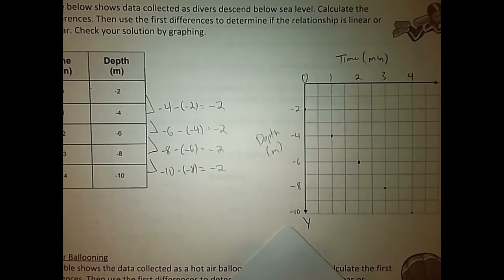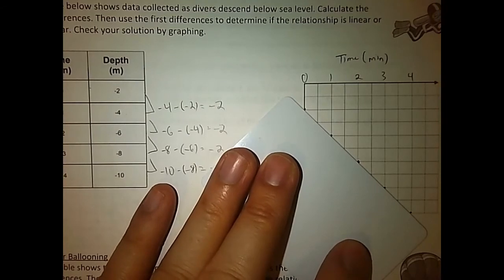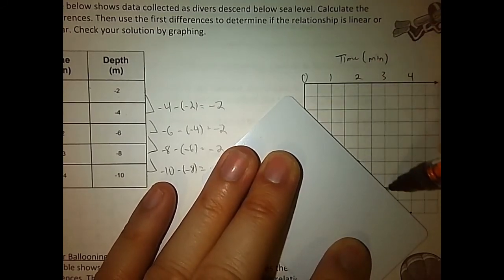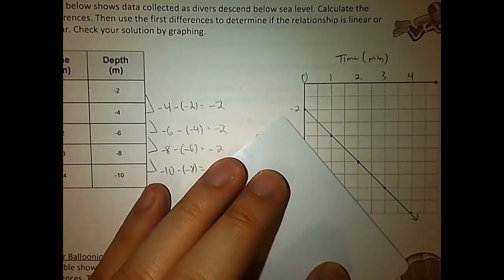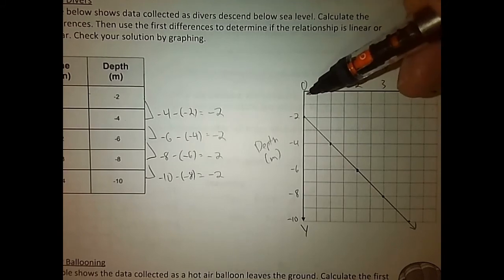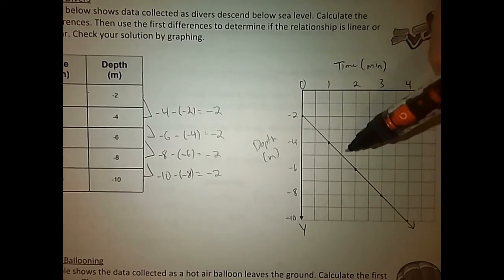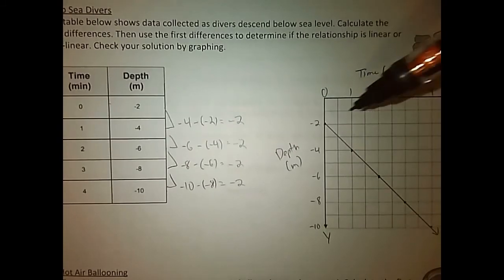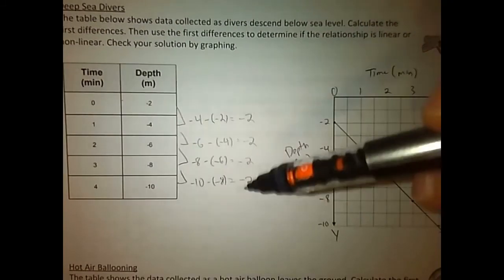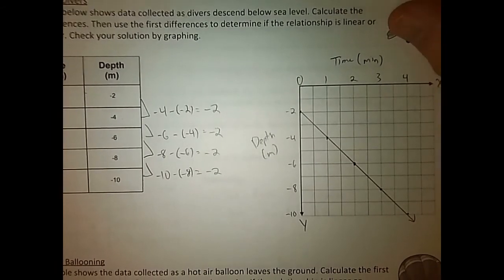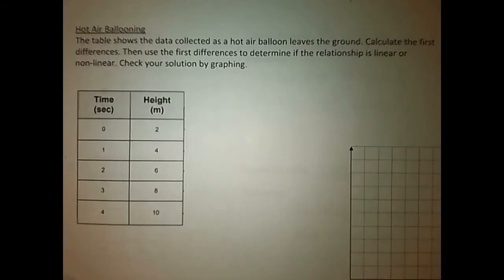And all these points will make a straight line. So I can ask you, is this going to be direct or partial variation? We said for direct variation, the line always passes through the origin, and this one does not. So this has to be partial variation. But we have at least confirmed that our first differences are constant, and we have a linear graph anyway. Hot air ballooning.